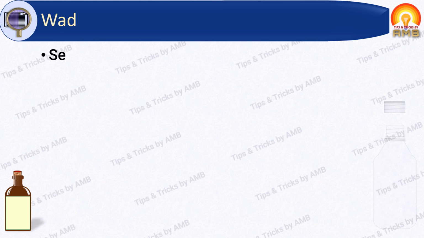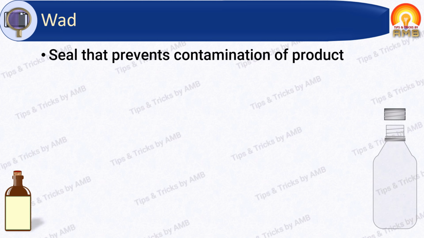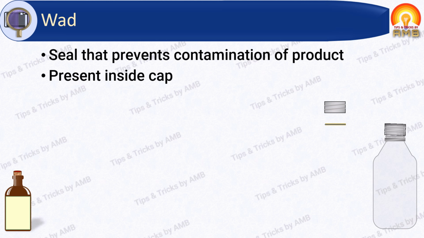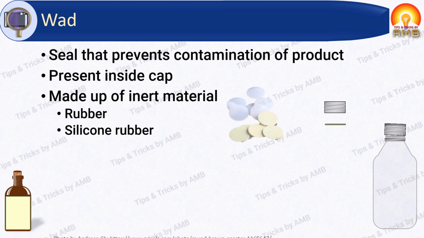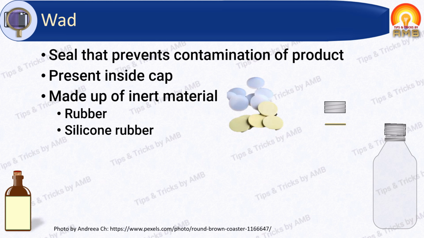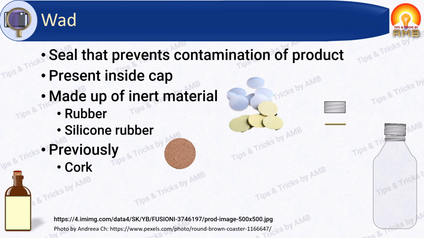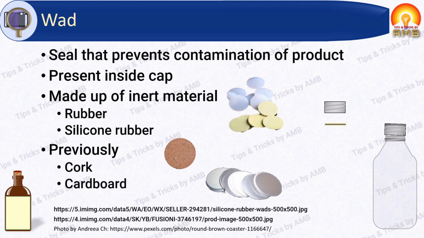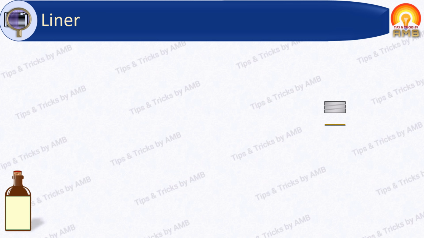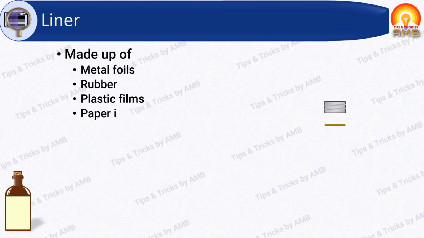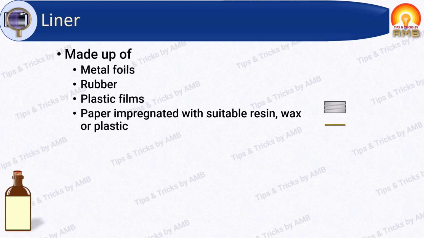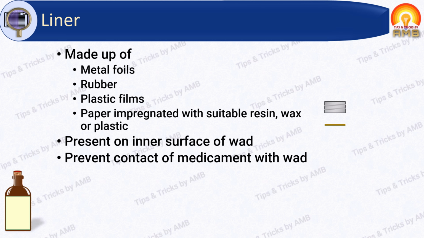Wad is the seal that prevents the contamination of the product present inside the cap. Wads are made up of inert materials like rubber or silicone rubber. Previously, cork or cardboard wads were commonly used. Liner is made up of metal foils, rubber, plastic films, and paper impregnated with suitable resin, wax, or plastic. It is present on the inner surface of wad and prevents contact of medicament with the wad.